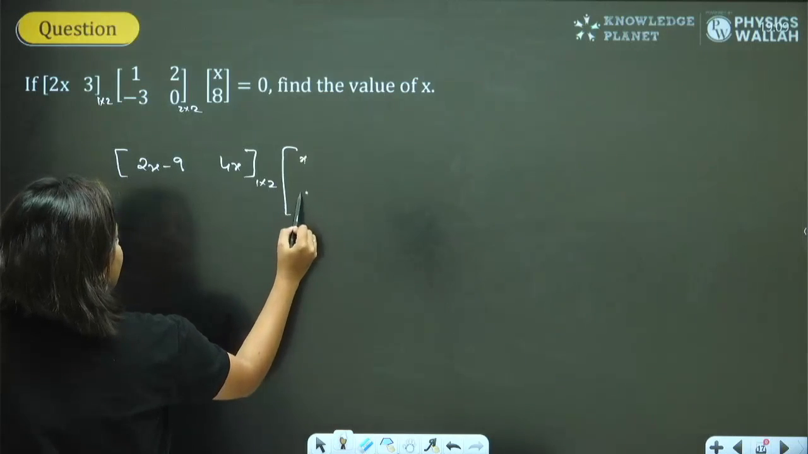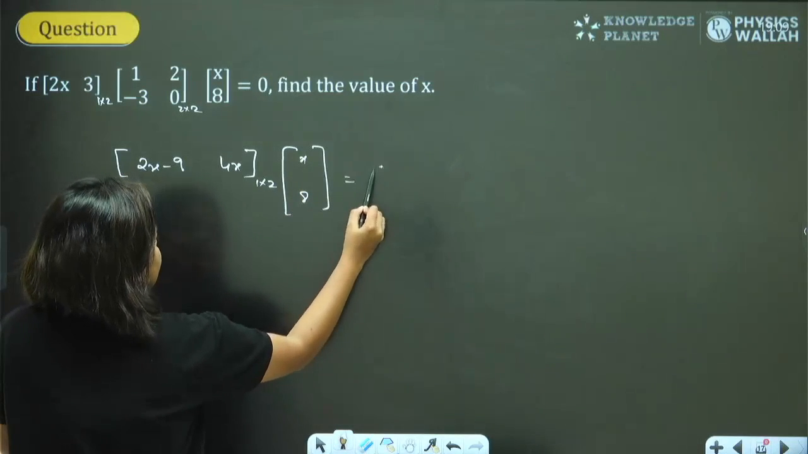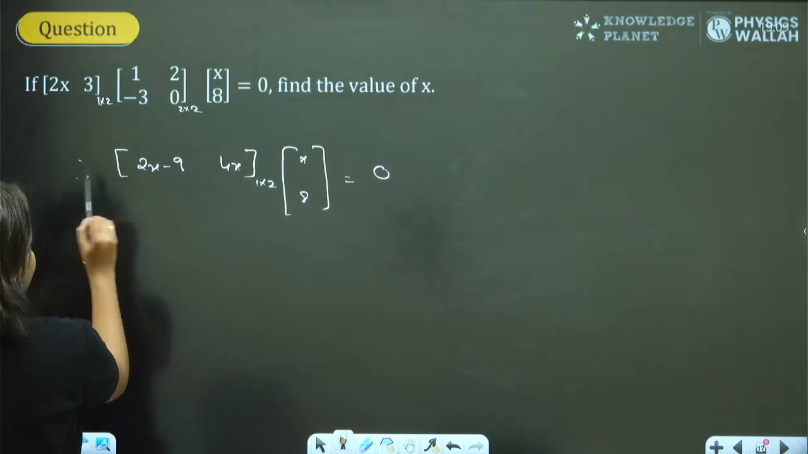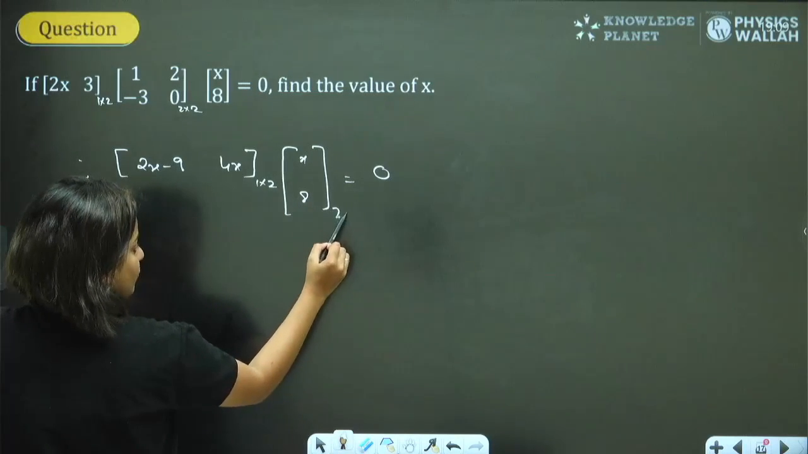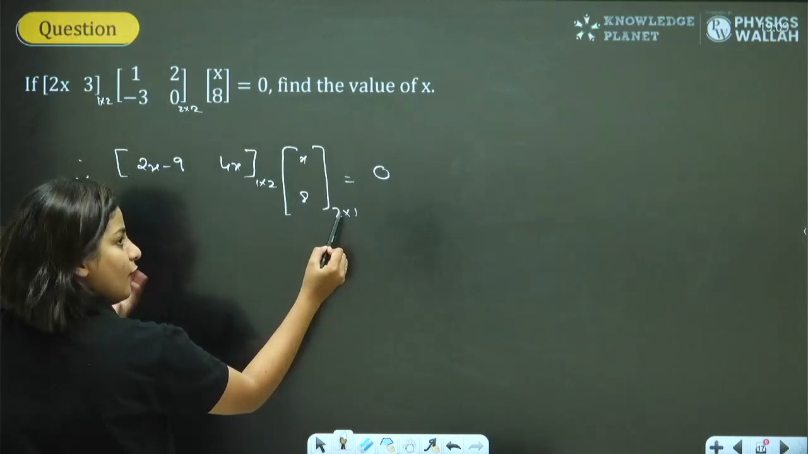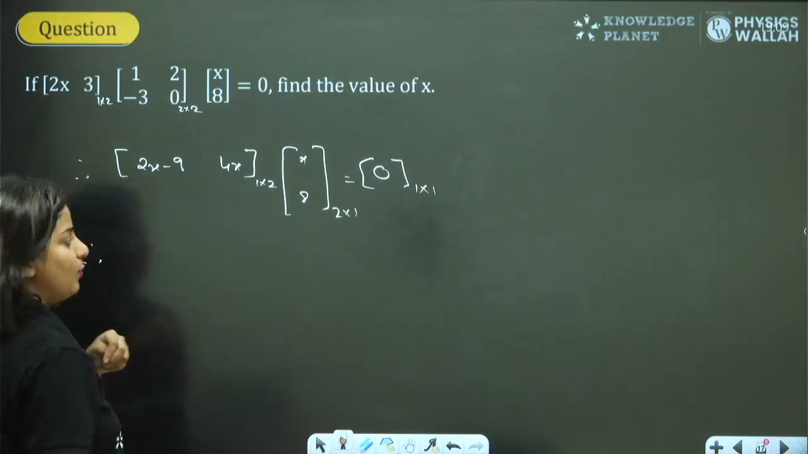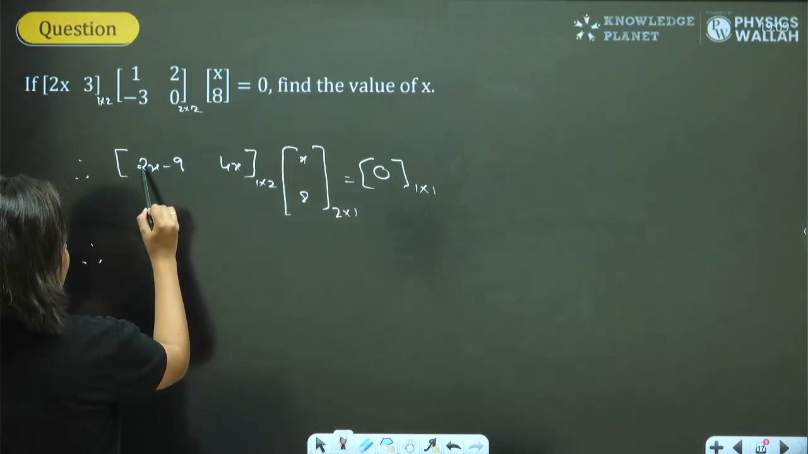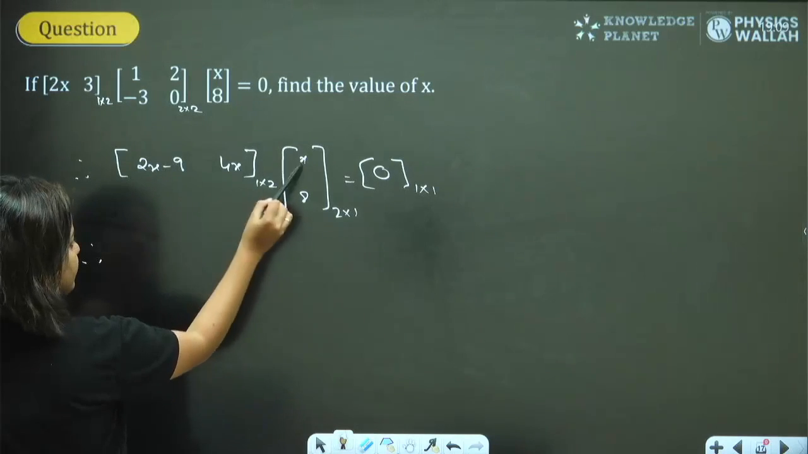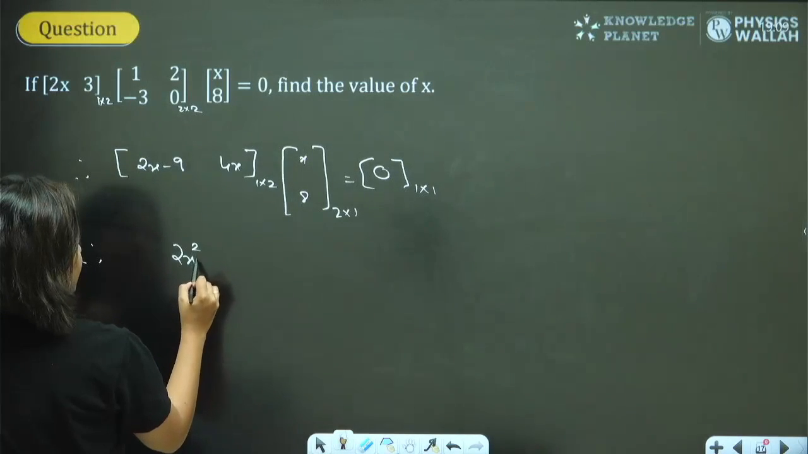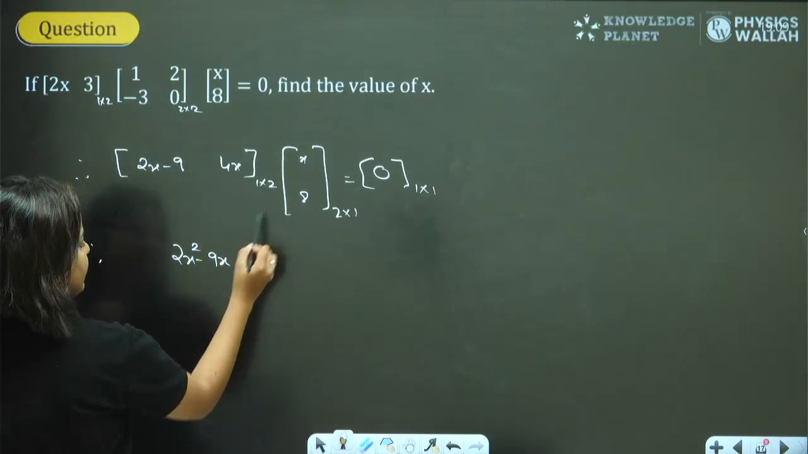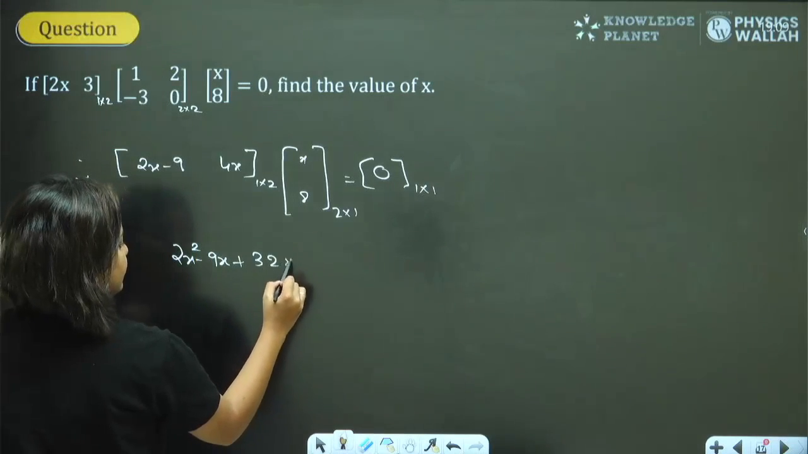Again, it is multiplied with another matrix, x and 8. What are we getting? First, this is 2 by 1. 2, 2, same. Of course, we can do the multiplication because the resultant is 1 by 1. First row, first column. 2x minus 9 into 8. 2x square minus 9x. 4x into 8, 4 8s are 32x is equal to 0.